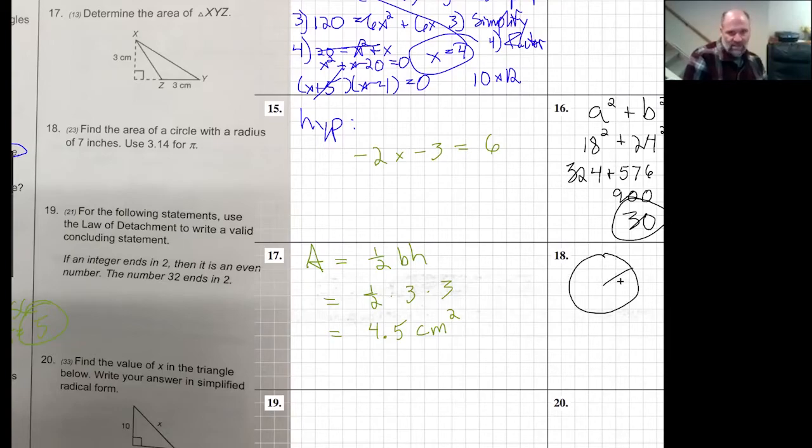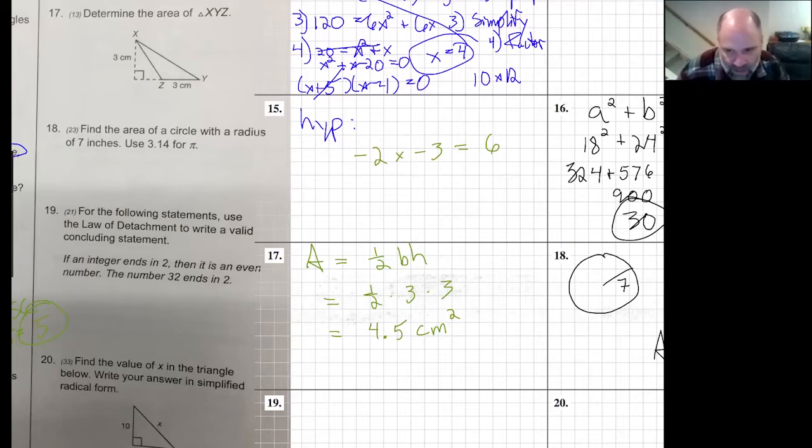Radius of 7. Use 3.14 for pi. Okay, so area equals pi r squared. Make sure you know that. So we're going to use 3.14 for pi, and this has to be equivalent, not equal to, times 49, right? See how I got 49? Good. All right, let's do that.